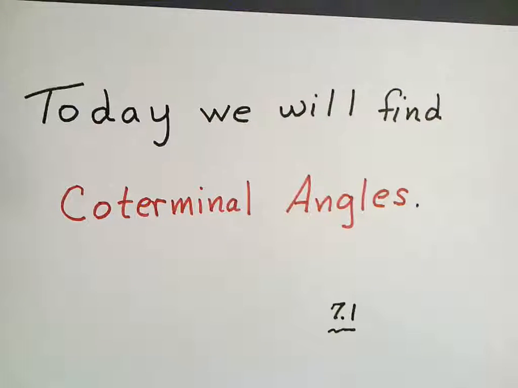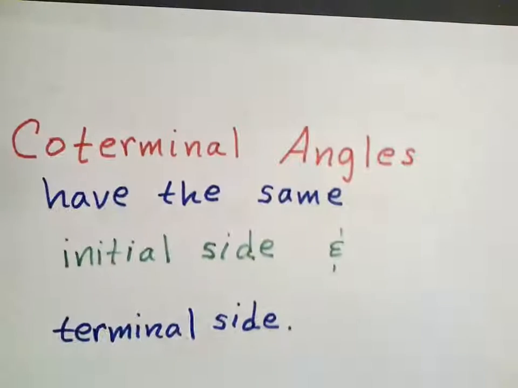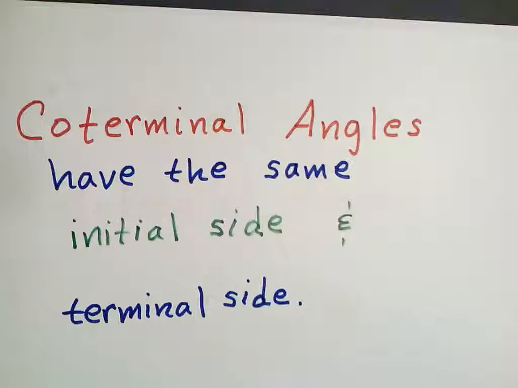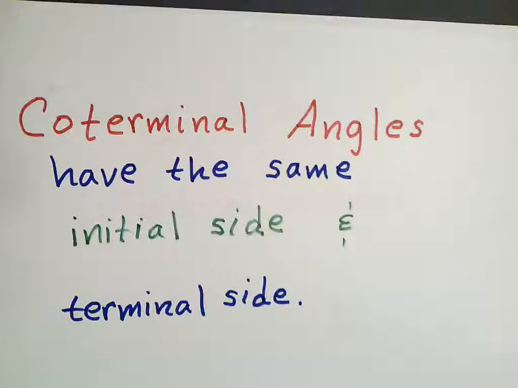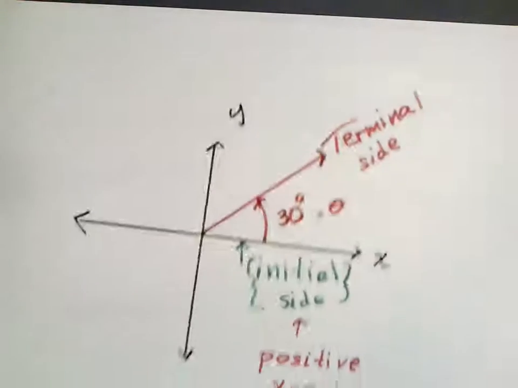Today, we will find coterminal angles. Coterminal angles have the same initial side and the same terminal side. Let's look at an example.